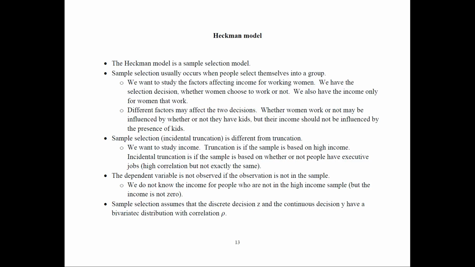Another point in the Heckman selection model is that typically the dependent variable is not observed if the observation is not in the sample. So we would not know the income for the people that are not in the high income sample. But their income might not be zero. It's just that we don't have that information. And this sample selection would assume that the discrete decision Z and the continuous decision Y have a bivariate normal distribution with correlation rho.